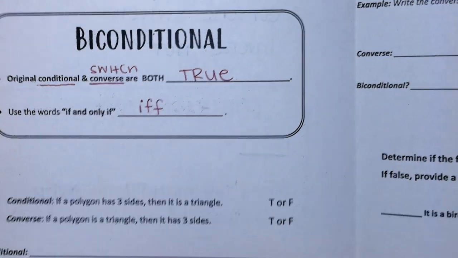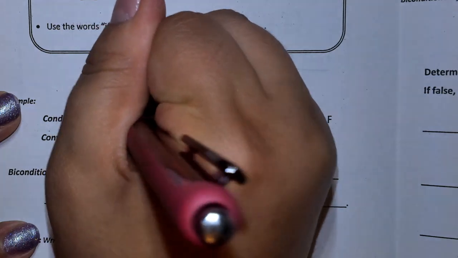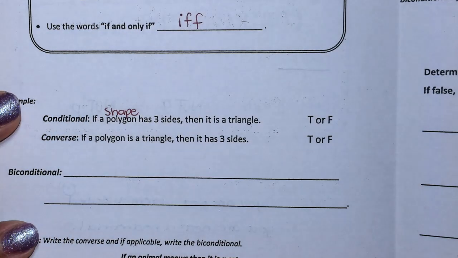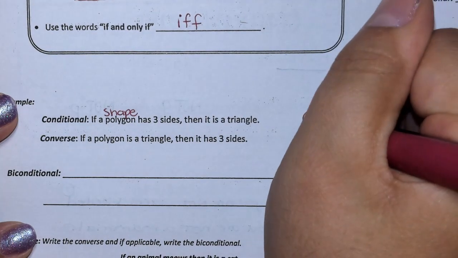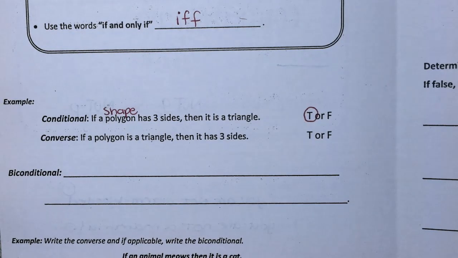So, here's an example. If a polygon has 3 sides, then it is a triangle. Is that true or false? If a polygon is just a shape, y'all can write shape above it. If a shape has 3 sides, is it a triangle? Yeah. Are we sure? Yeah, of course. It's true. What about the converse of that?